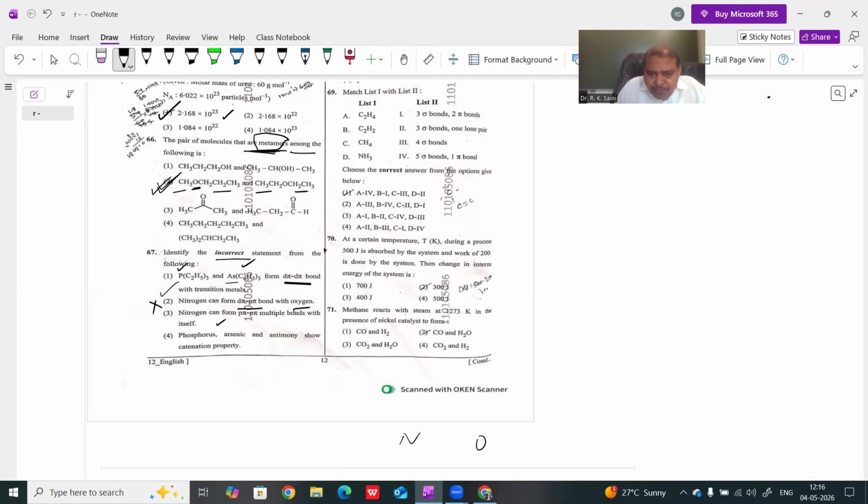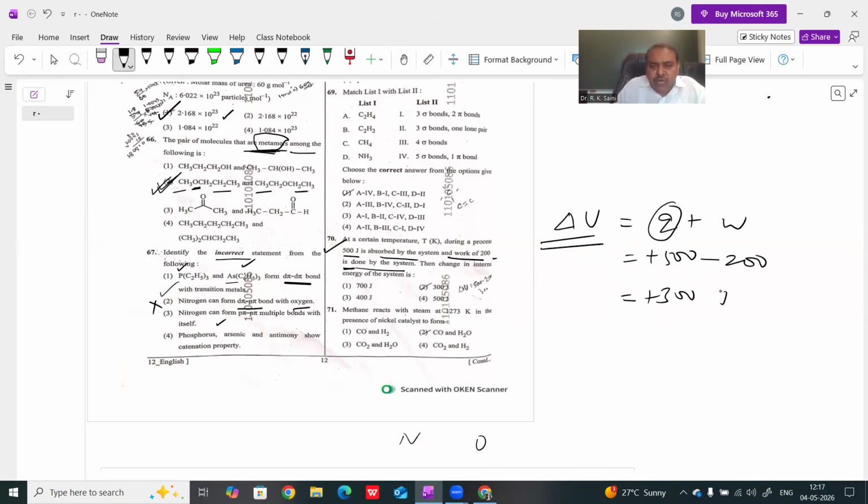Question number 70. At a certain temperature during the process, 500 joule is absorbed by the system. According to the first law of thermodynamics, we know that change in internal energy equals Q plus W. Heat absorbed by the system means we take a positive sign for the heat, and work of 200 joule done by the system means we take a negative sign. Therefore, the internal energy change of the system is 300 joule. Answer: 300 joule. Question next.